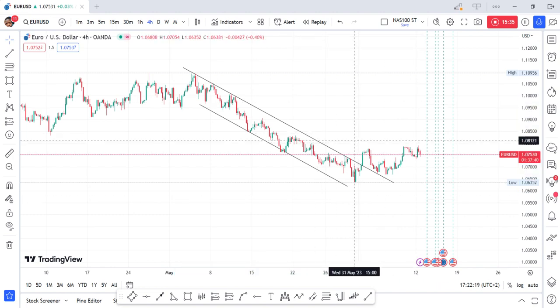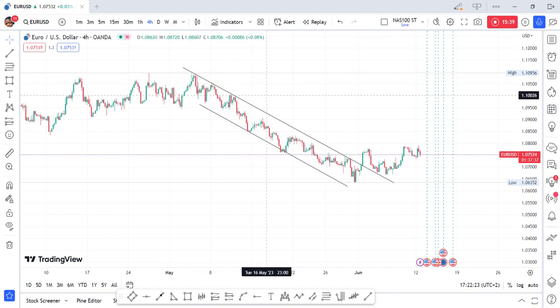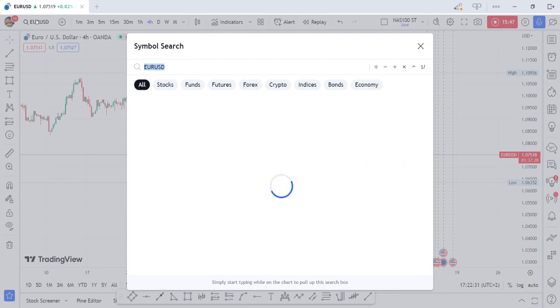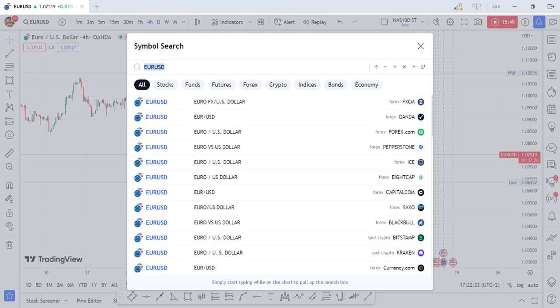So here is a breakout. You can see these are the lower highs and these are the lower lows. As you can see, as simple as this. Let's go to the other pair.